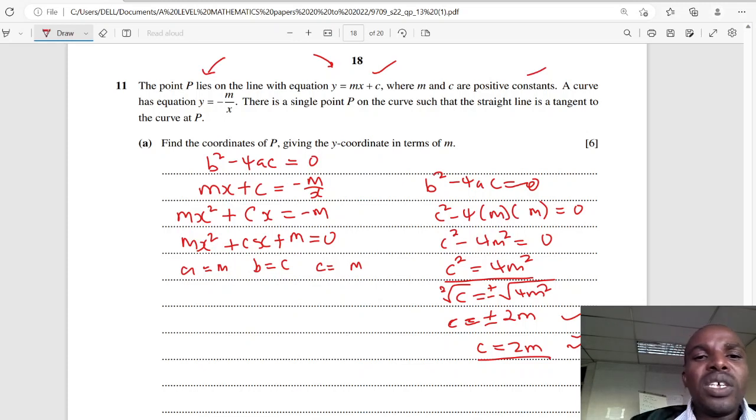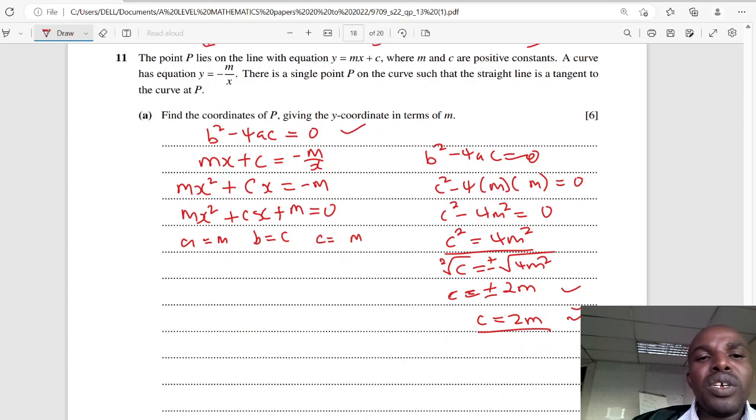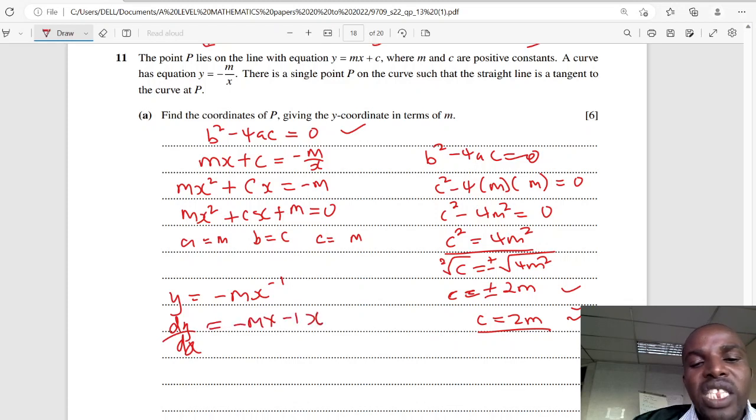They said now there is a single point P on the curve such that the straight line is a tangent to the curve at P. So if it's a tangent, their gradients must be the same. So you can find dy/dx. y = -mx^-1. Then dy/dx = -m times -1 x^-2, so it will be mx^-2, which is the same as m/x squared. That's your dy/dx.